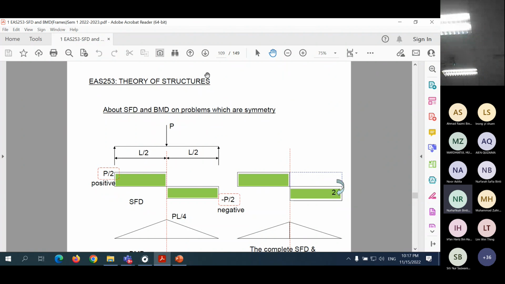To get the complete shear force diagram, you have to do two steps here. One, you flip to this side. And after that, this one you have to flip over to this side again. Then whatever is positive here becomes negative here. So the shear force diagram and bending moment diagram have this kind of characteristic that we can take advantage of for problems which are symmetry. So we can save time, with no need to calculate the whole thing because we know their characteristics if the problem is symmetry.